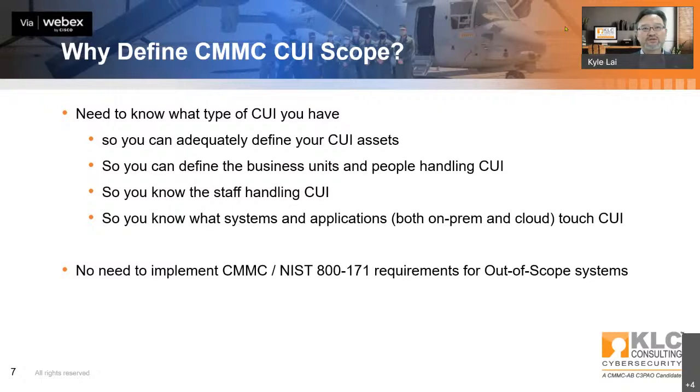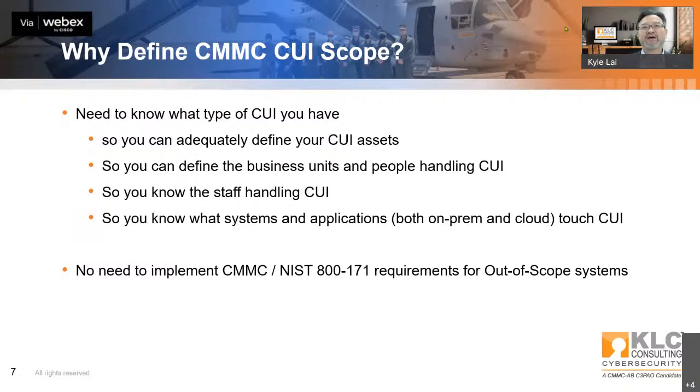But why do we actually need to do the scoping? The reason is that we have seen some of our clients, when we walk in, we say, show us the scope. And they will just say, what do you mean scope? Everything is in scope. And it's like, what do you mean? Do you have an accounting system, financial system?